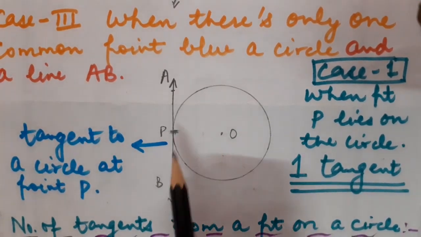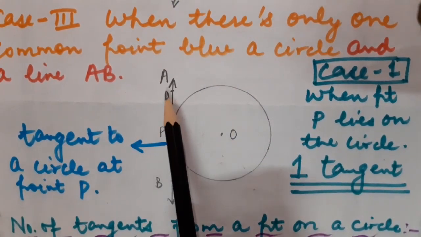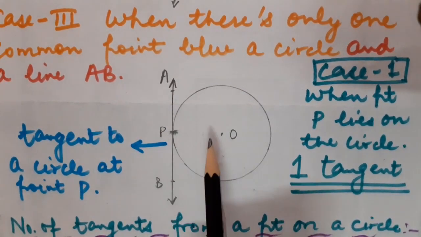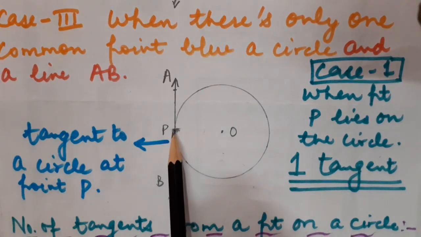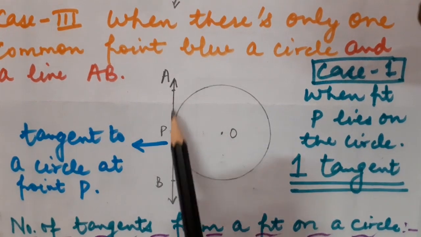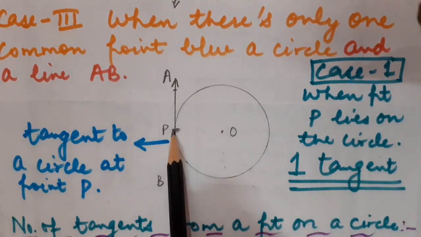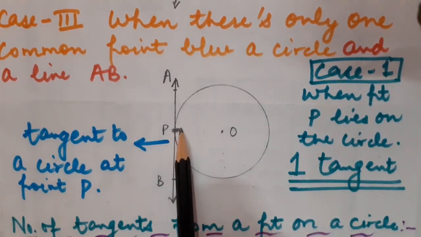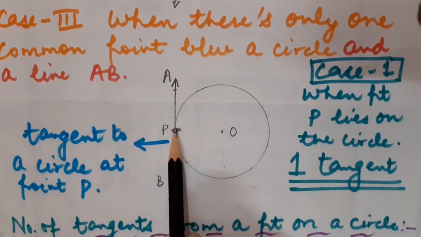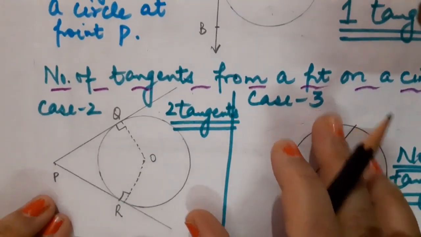Fine, students. So if a point P lies on the circle, then there is only one and only one line passing through the point P, which touches the circle in one point only. So what can we say? That there is only and only one tangent which is passing through the center, of course, and that point where it is going to be touch the circle, that very point is known as the point of contact. I have just explained you about it. Now let us switch to case number 2.